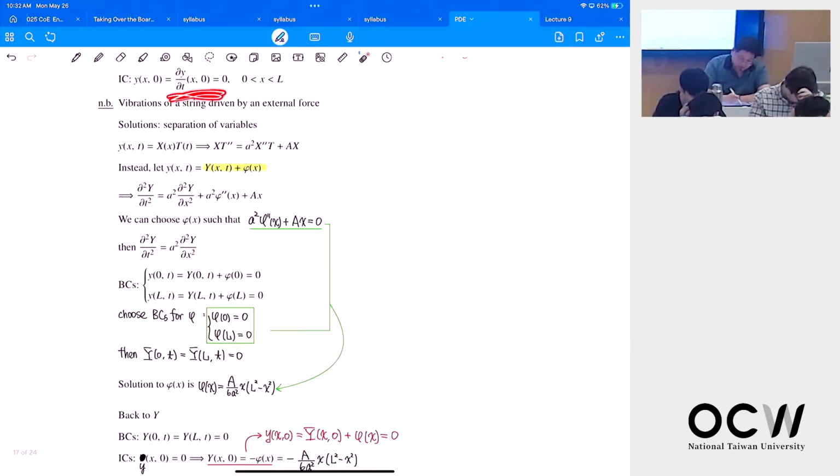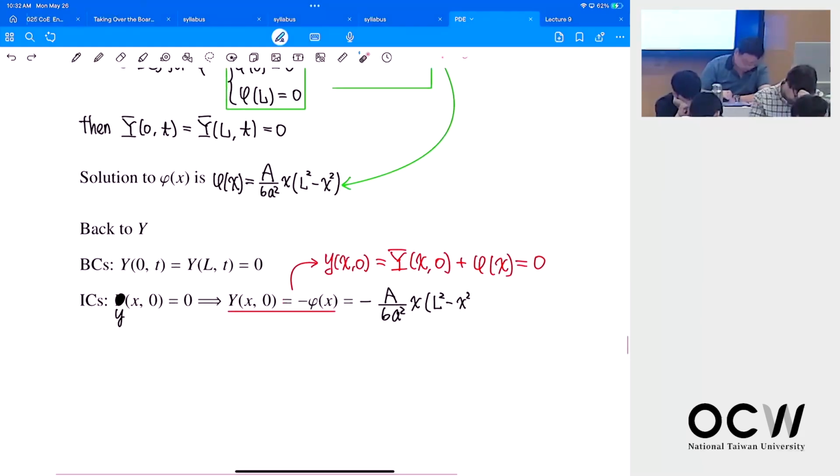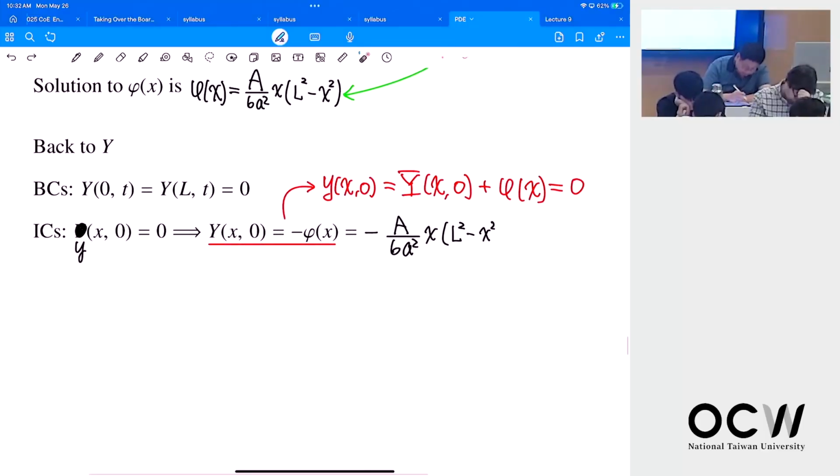How about the second one? The second initial condition. Take the derivative. So for the second one, partial y over partial t is equal to partial capital Y over partial t.